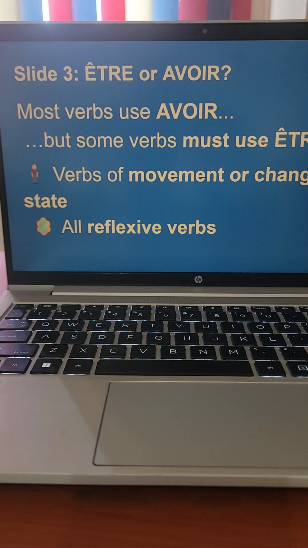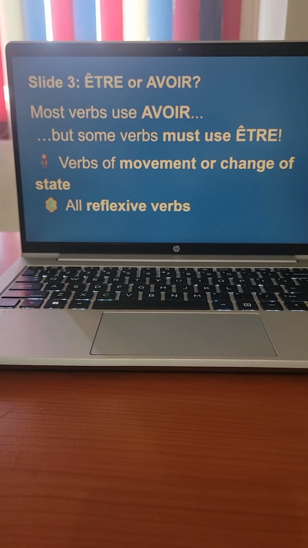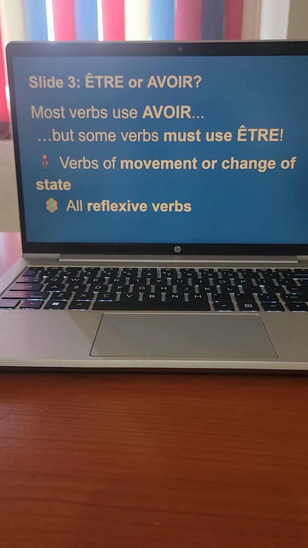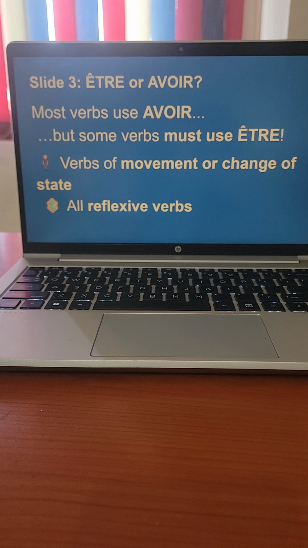So, être or avoir. When you're using le passé composé, you need to ask yourself, if you're given the main verb, am I going to use être or avoir? So, most verbs use avoir. We have seen that before, but some verbs must use être. So, some verbs of movement or change of state. And then all reflexive verbs, they do use être.